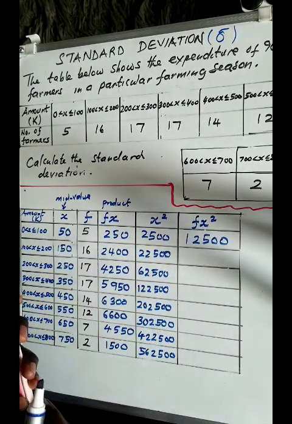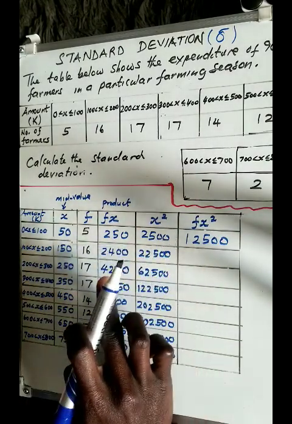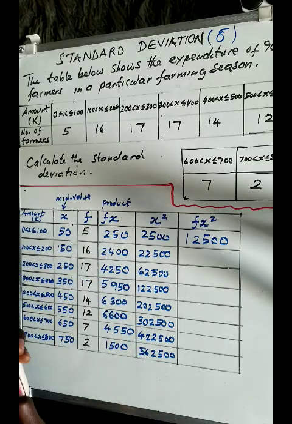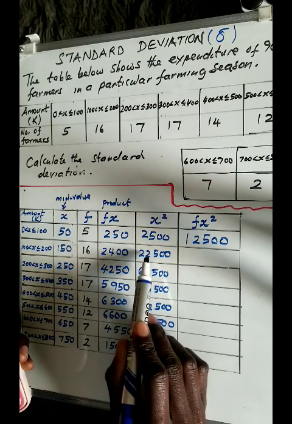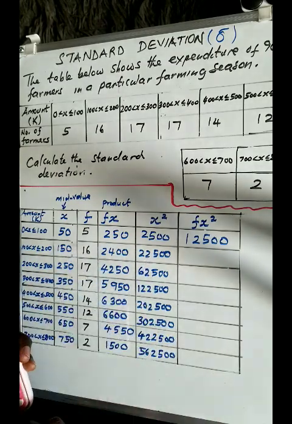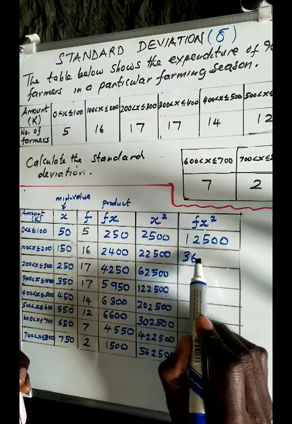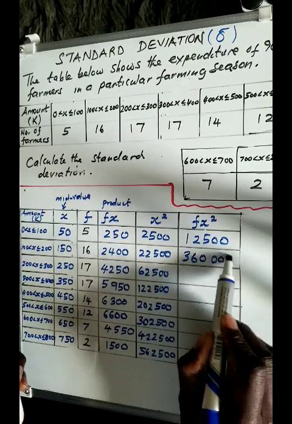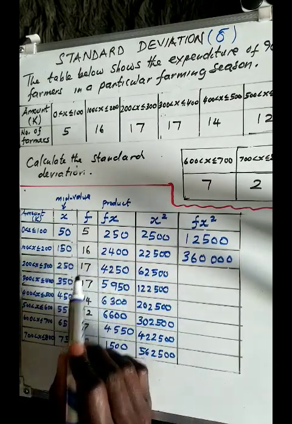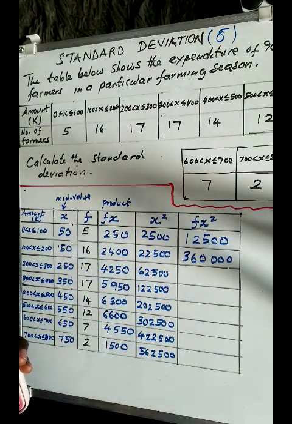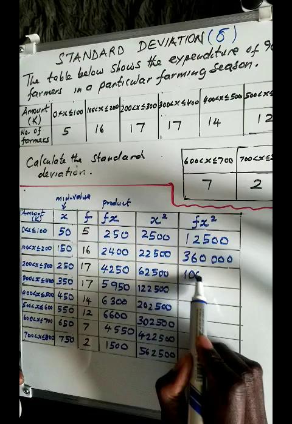12,500. Again, for this value that I wanted to get there, I would have just said 150 squared, which we got 22,500. So this multiplied by that, so multiplied by 16, is going to give us 360,000. Okay, so the idea is this times that. So that is 62,500 multiplied by 17, which is going to give you a 106.